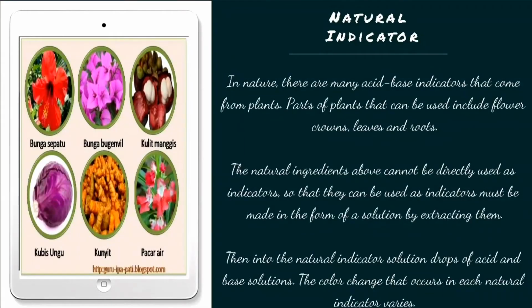Natural indicator. In nature, there are many acid-base indicators that come from plants. Parts of plants that can be used include flowers, leaves, and roots. The natural ingredients above cannot be directly used as indicators. So that they can be used as indicators, they must be made in the form of a solution by extracting them. Then, into the natural indicator solution, drop acid and base solutions. The color change that occurs in each natural indicator varies.